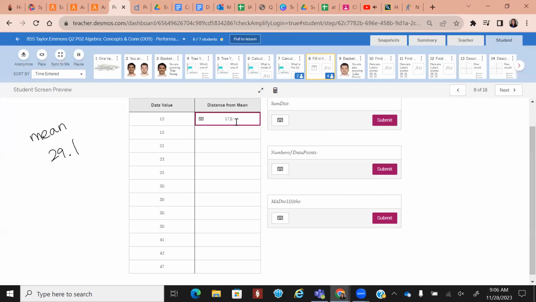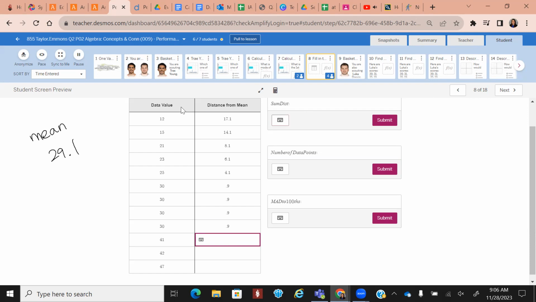So we're going to take each one of these numbers and subtract 29.1. So again, we're not going to put the negatives because it's mean absolute deviation. All right, so what's 15 minus 29.1? Okay, what about 21 minus 29.1? Who set the QR codes? Boom. 23 minus 29.1. Okay, 25 minus 29.1. Okay, so you're gonna fill all of these in.